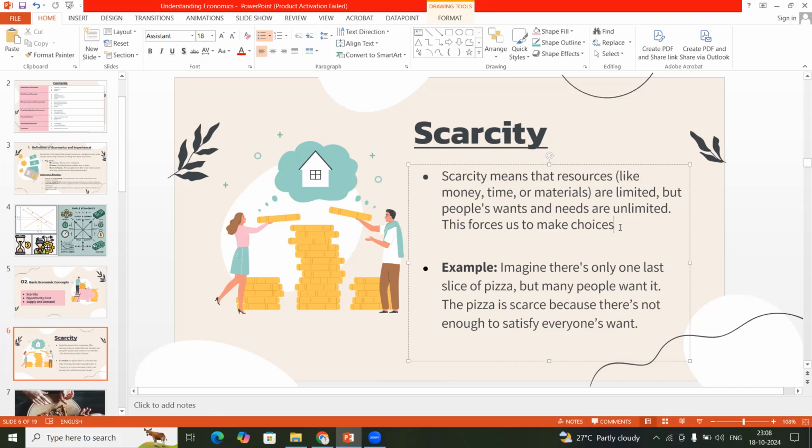Suppose, for example, I have been given 100 rupees in a day to spend on certain things. Okay, that is my pocket money. In a day it is 100 rupees. So with that 100 rupees, what can I do? I can buy one ice cream. I can have some fast food. And maybe I can have some other thing within that 100 rupees.